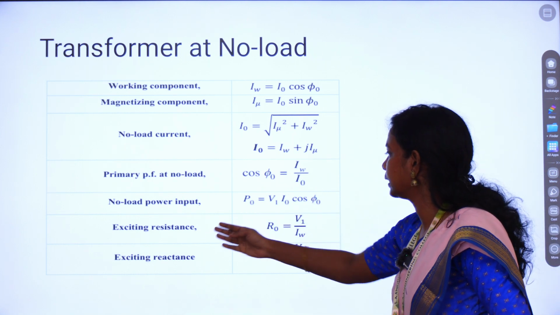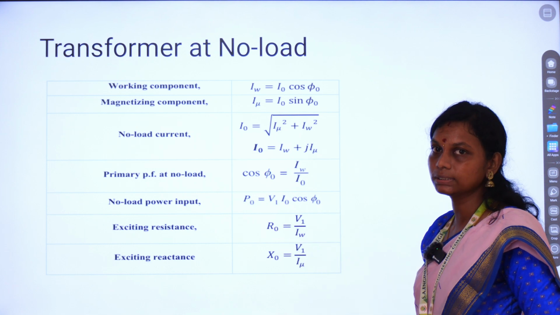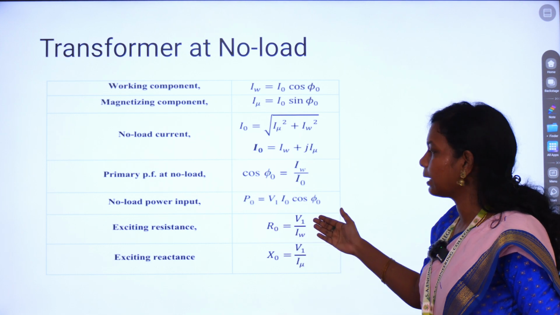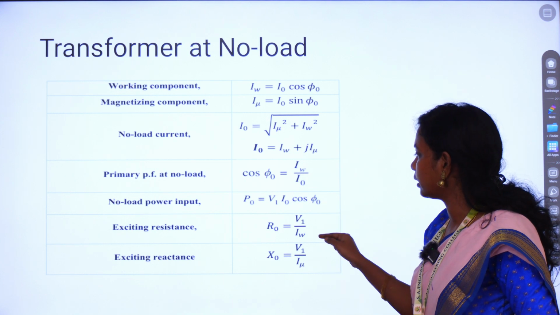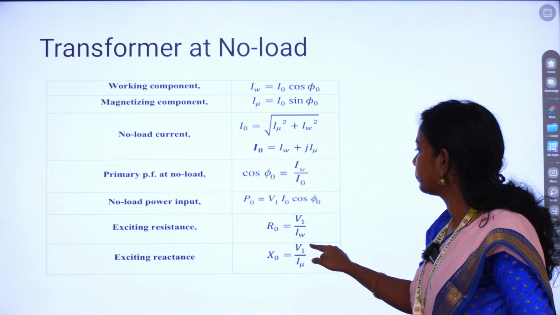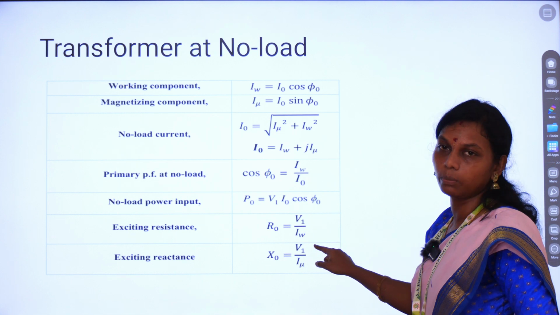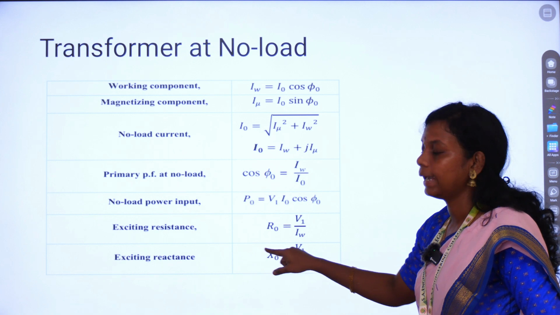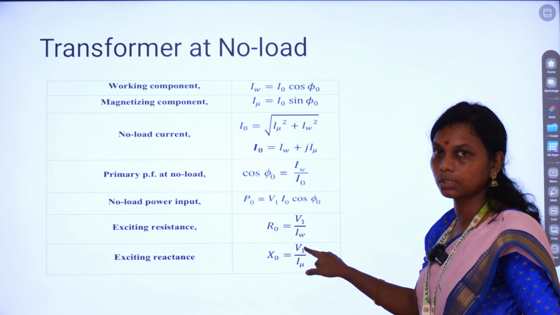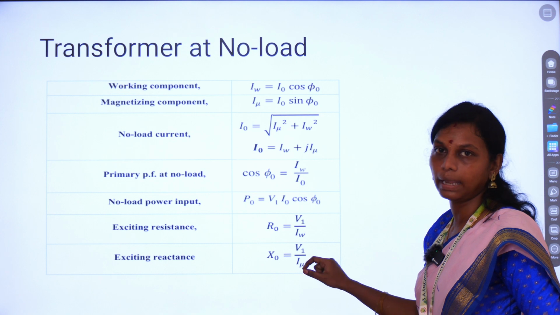What is the existing current? That is R naught. R is equal to V by I, V by I, but here we are mentioning it as the no load current. So for the no load current, here it will be the working component, that is the core loss component, R naught is V1 divided by IW. Next one, exciting reactance, X naught is equal to V1 divided by I mu.